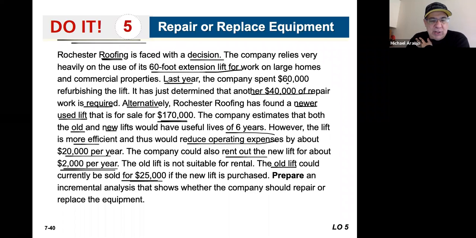Now, again, I want to show you this word here. As soon as you see this, last year they spent money on it. So what? They had to decide last year whether they should repair it or replace it. This is a different decision. So that number isn't good. You're not going to see that number anywhere in the analysis. It's a sunk cost.